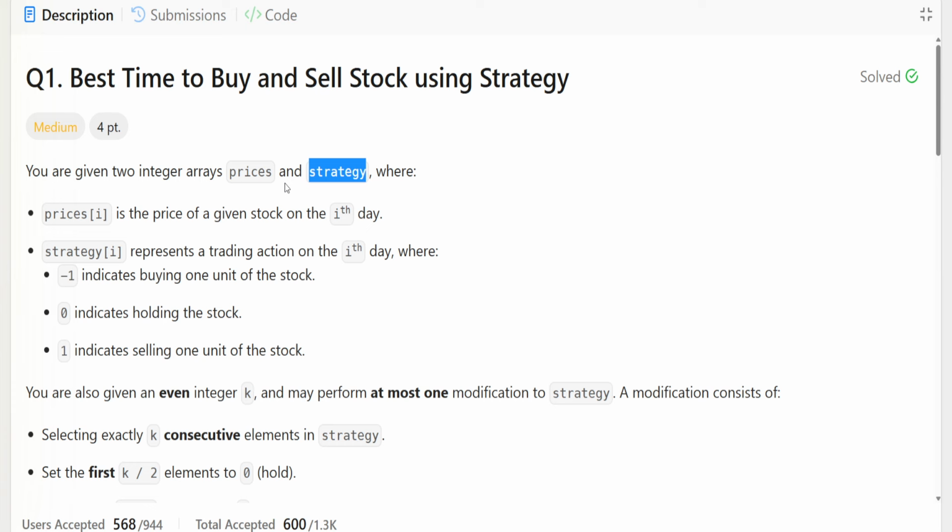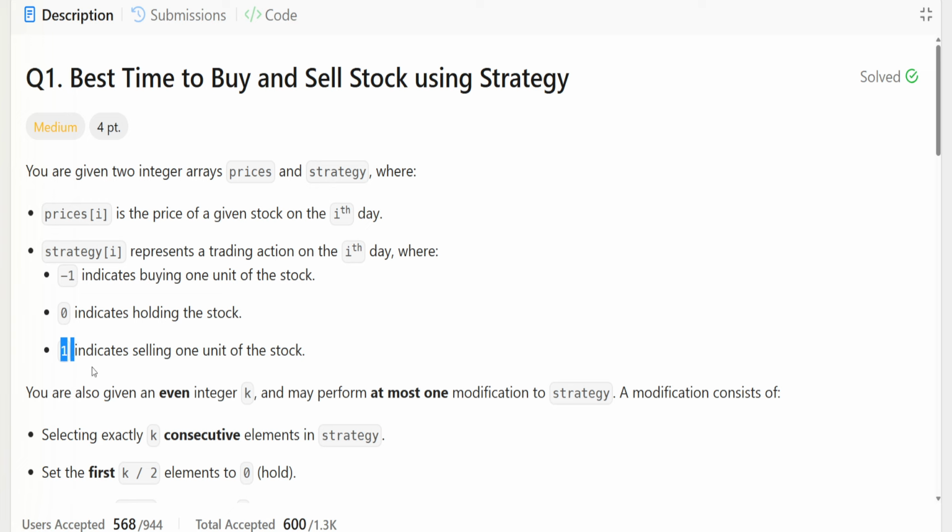Means we are given two arrays having equal length n, prices and strategy. So prices at i is what? The price on day i, and strategy at i is the action on day i. Let's suppose if it is -1, if the element at strategy at i, means day i, is -1, means we are going to buy 1 unit. If we are seeing 0, means we have to hold. If it is 1, means we have to sell the 1 unit.